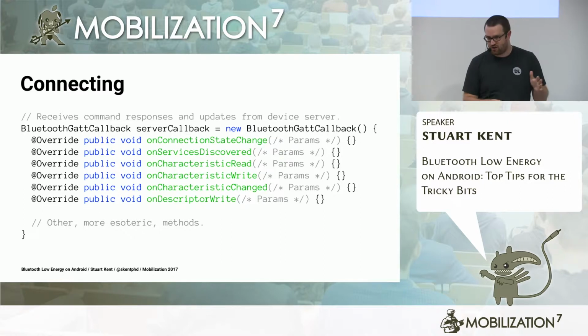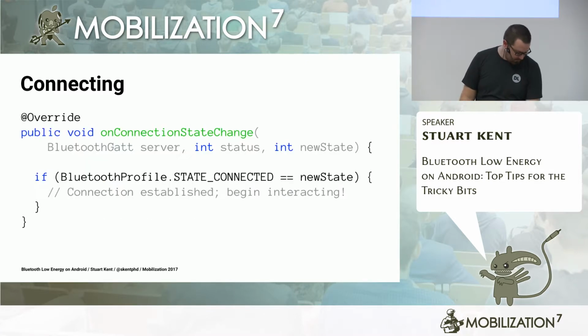So it will tell us when the connection state changes. It will tell us when we've correctly read a characteristic value or when we've written a characteristic value. There's a lot in here. I've sort of highlighted the key methods. There's some more esoteric stuff that I have never really had to touch. But yeah, this is a big thing, and this is going to be a large part of your implementation.